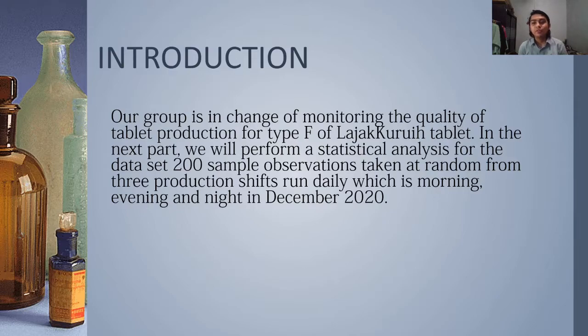The data that we get is Lajak Kuruih-F, and we must solve the problem. For the introduction, as you can see in the slide, our group is in charge of monitoring the quality of tablet production for type F of Lajak Kuruih tablet. In the next part, we will perform a statistical analysis for the dataset of 200 sample observations taken at random from 3 production shifts run daily, which are morning, evening and night in December 2020.